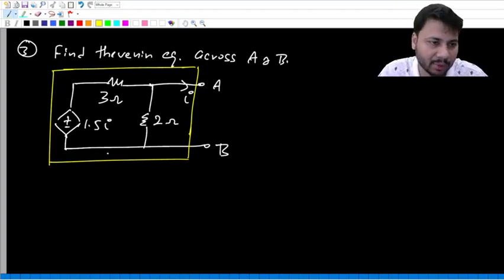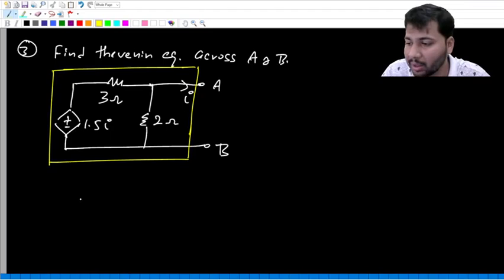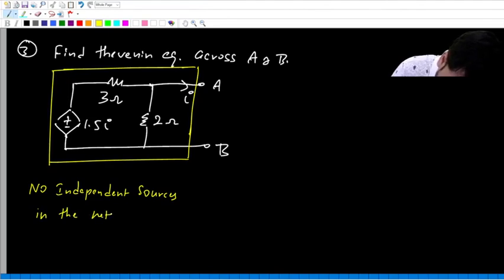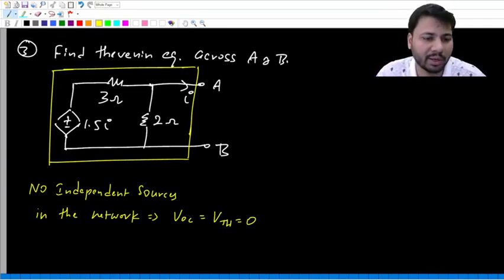Are there any independent sources inside the network? Inside the network, we have what? 2 resistors, 3 ohm and 2 ohm, and 1 dependent source. No independent sources. That itself means what? The Thevenin voltage and the Norton current both will be 0. Independent sources in the network, it means what? VOC and VTH both will be 0.